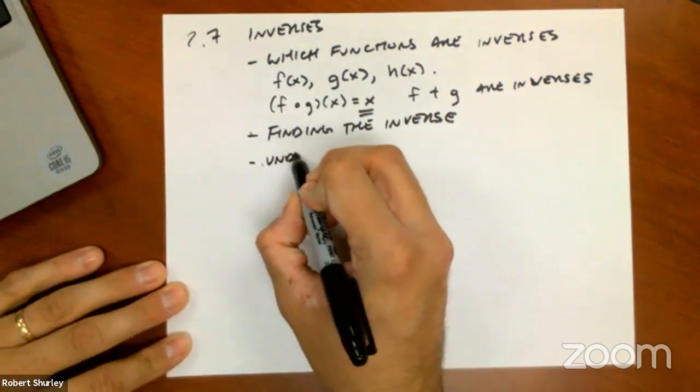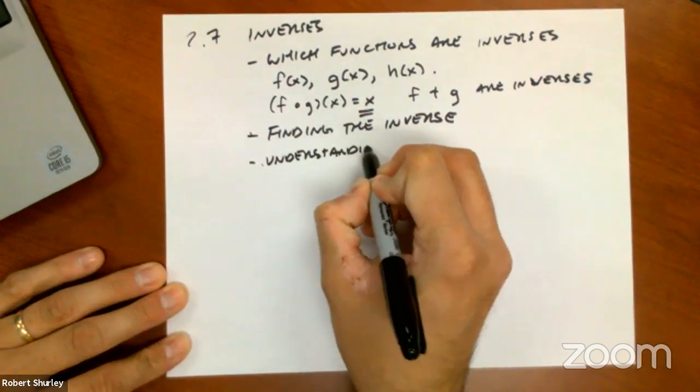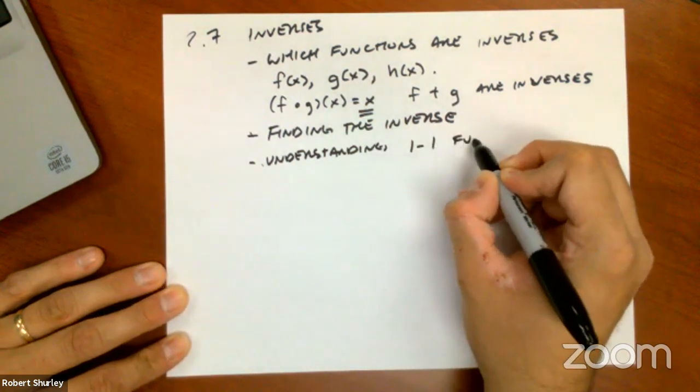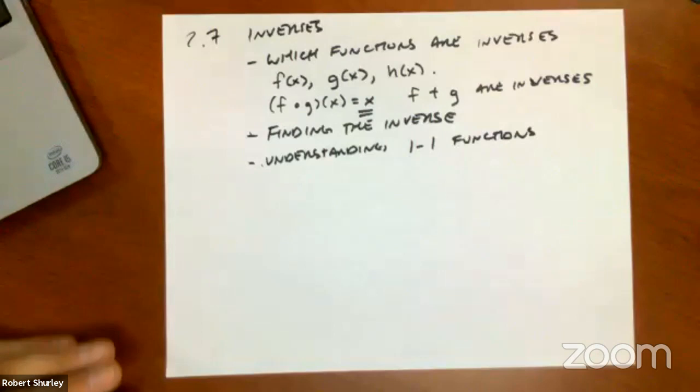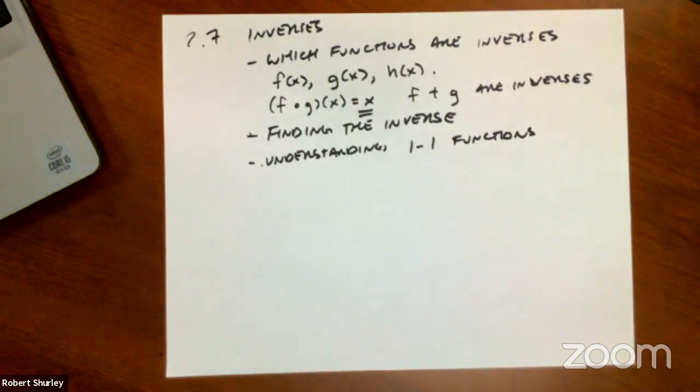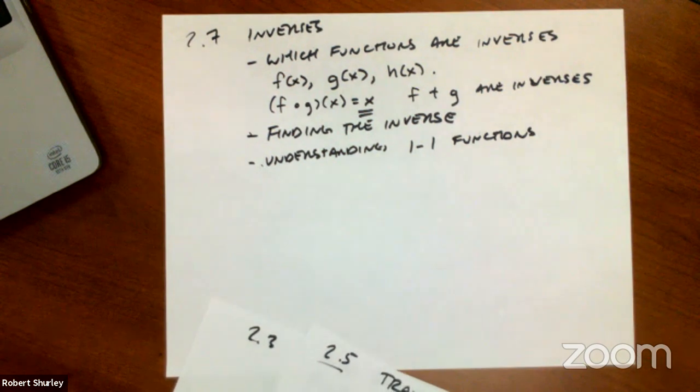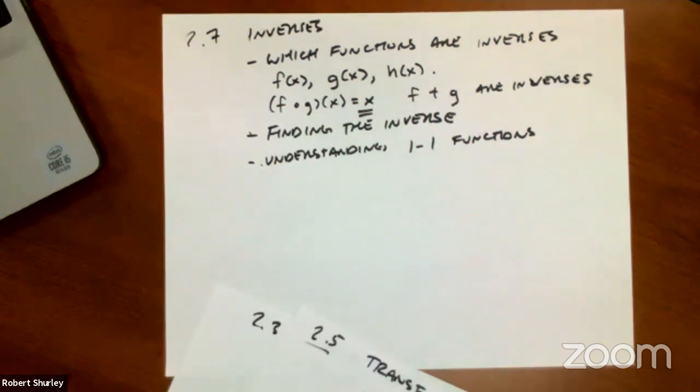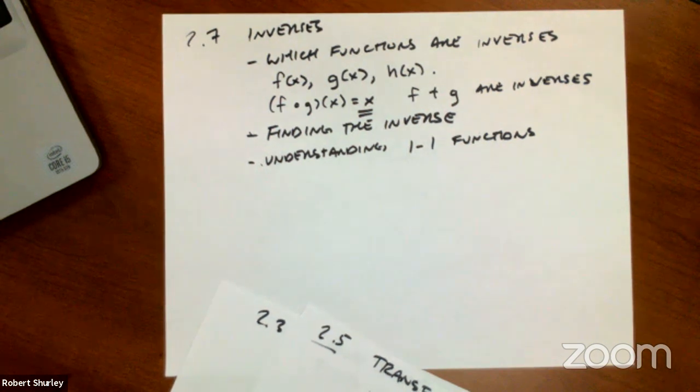Understanding one-to-one functions. Remember, a one-to-one function is a function that passes the vertical and horizontal line test, right? Not a big deal. I talked a lot more in that section, but testing wise, that's what you need to know.